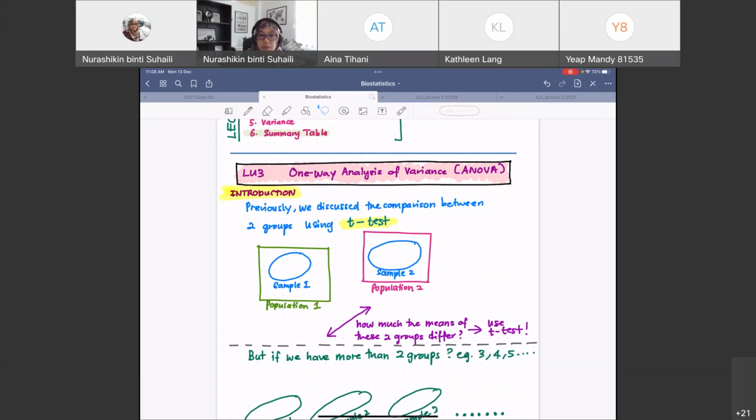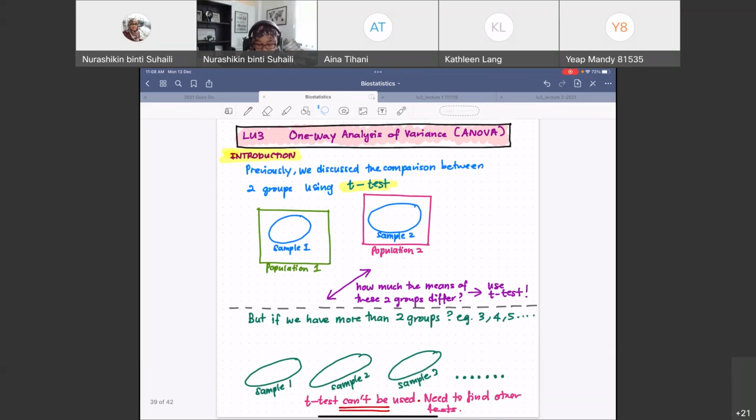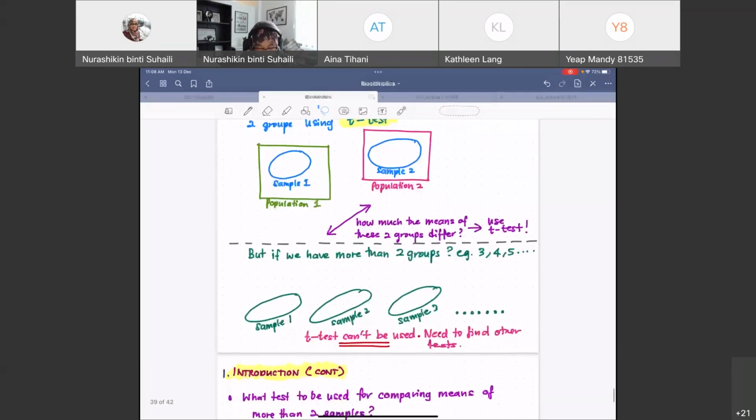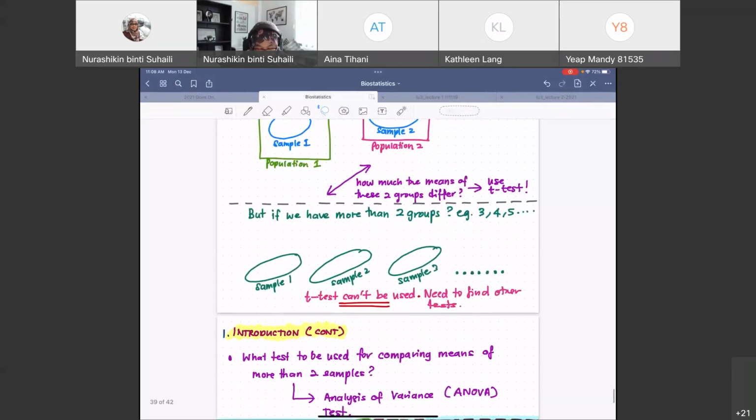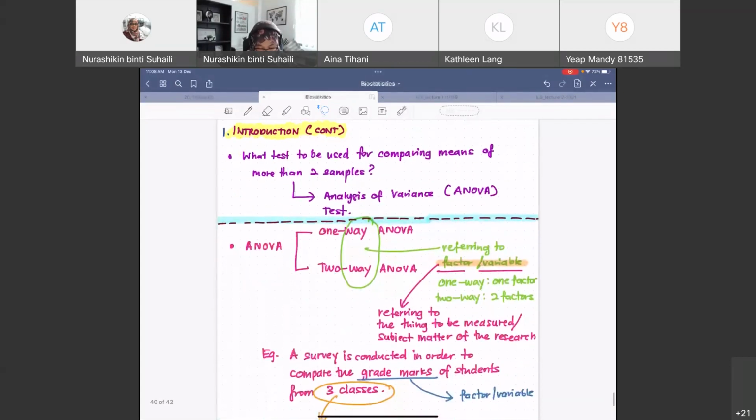So why do we have to study ANOVA? Because in science, we are not going to have just two things to be compared, we're going to have more than two normally. More than two experiments, more than two places to be compared. So that's why we need to know what kind of test is suitable for comparing more than two groups. That is the basic of ANOVA. It is used for comparing more than two groups.